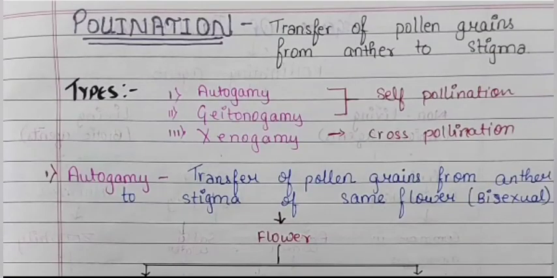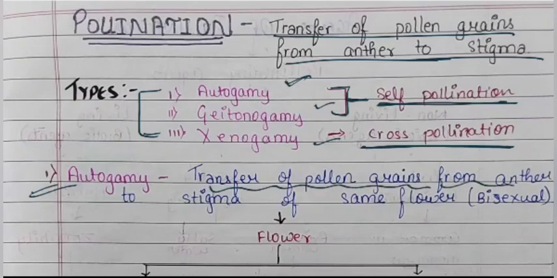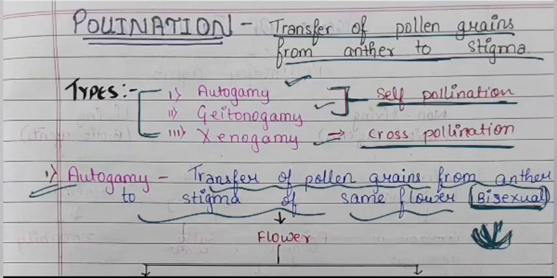Now we are going to start with the next topic, that is pollination, which can be defined as transfer of pollen grains from anther to the stigma. It can be further classified into two types, that is self-pollination and cross-pollination. Self-pollination is further classified into two types, autogamy and geitonogamy, and cross-pollination is known as xenogamy. The first one is autogamy, that is transfer of pollen grains from anther to the stigma of the same plant.